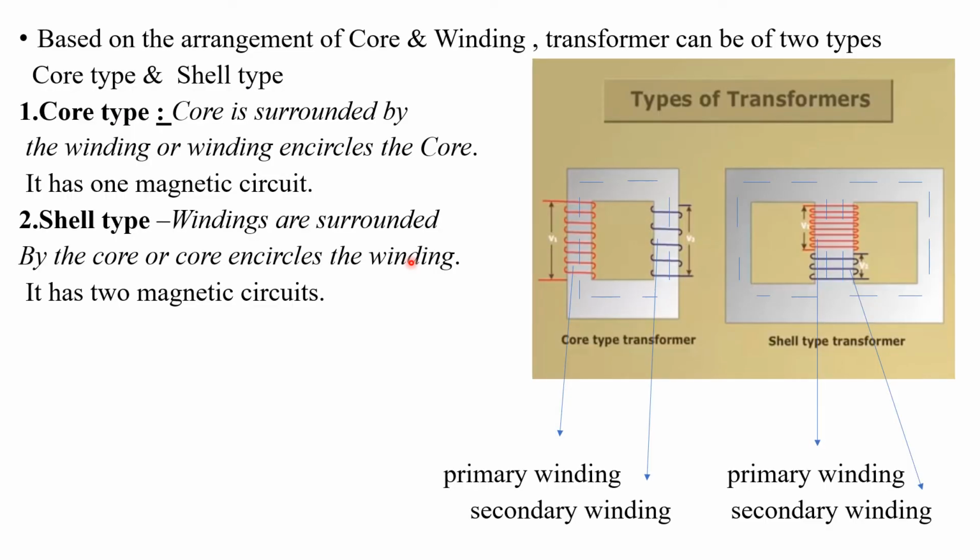Now we can discuss about the types of transformers on the basis of the arrangements of core and windings. We know that core and windings are the essential requirements for the construction of transformer. So based on their arrangements, transformers can be of two types, core type and shell type transformers. In this diagram you can see two transformers, core type and shell type. This will be the primary and secondary windings of core type transformer. This will be the core. You can see that this core is surrounded by the windings. In core type transformer, the core is surrounded by the windings, otherwise the windings encircle the core.